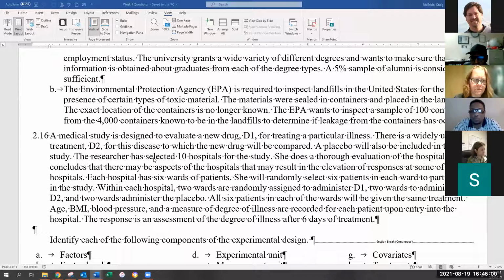The book says there are no covariates. There are answer guides floating around out there, and the answer guide for the book for that question says none. And in fact, for the experimental units, instead of patients, it says wards.